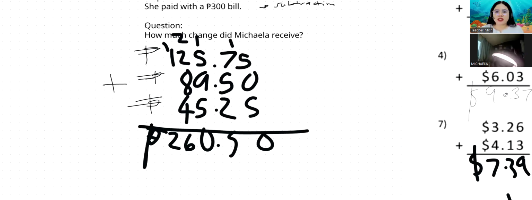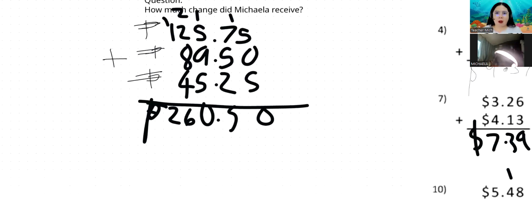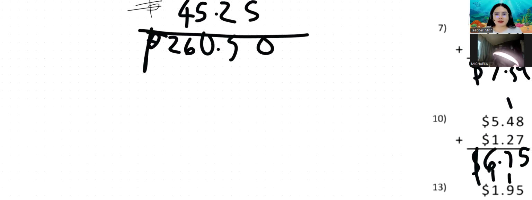Now, how will you know how much change you will receive if you have 300 pesos? What will you do? Subtract. Very good. You subtract 260 pesos and 50 cents from 300 pesos, for us to know how much change you will get, so how much money is still with you. You copy first the 300 pesos. It will become negative, anak, if you do that otherwise.